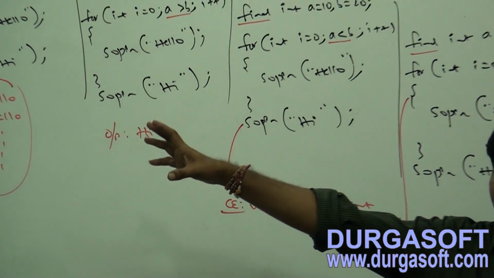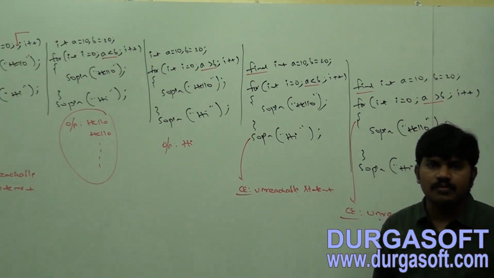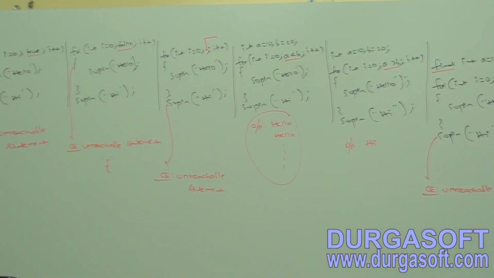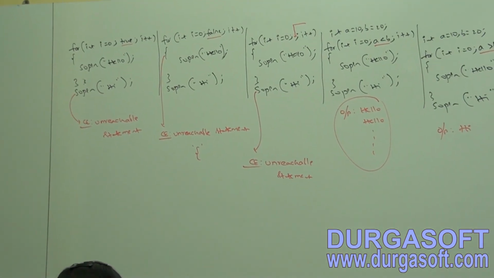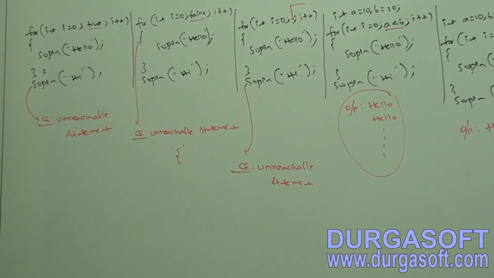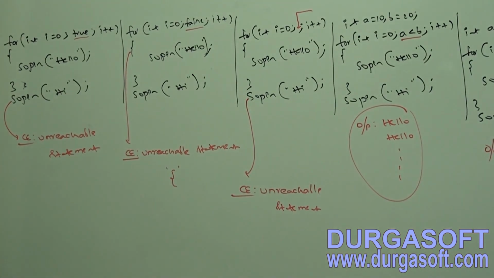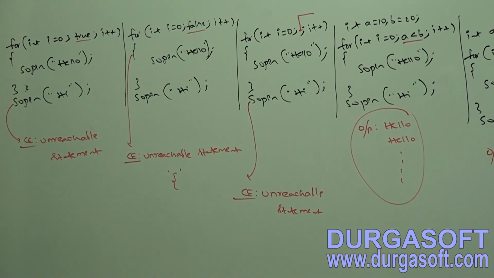Take all, first case onwards. Take clearly. Unreachability is a big problem in every loop. This problem is there anywhere, right?